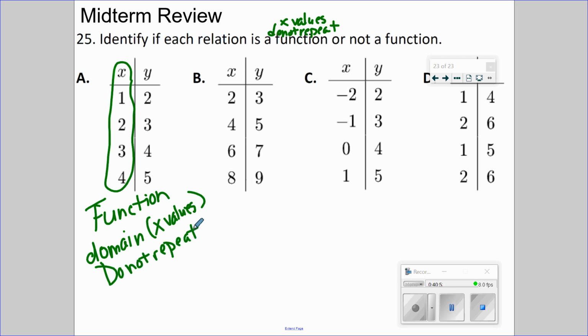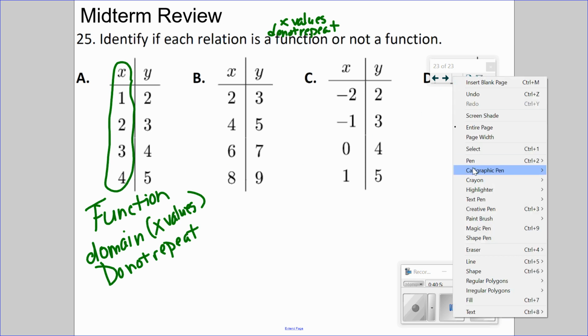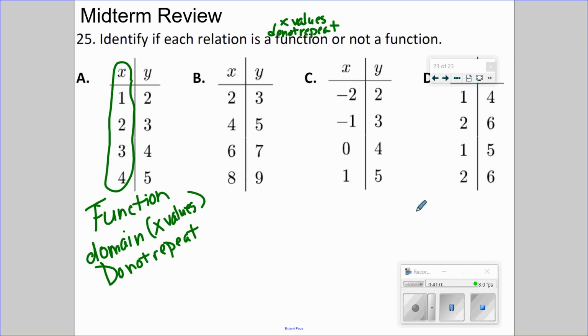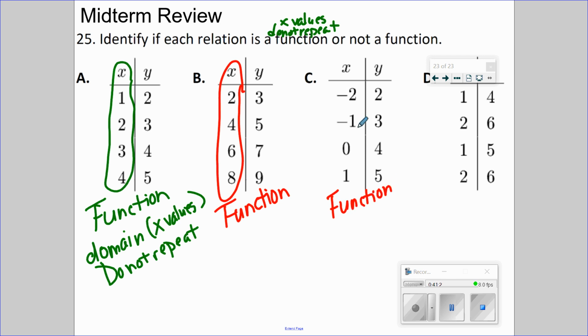Look at the second set. The second set, I have 2, 4, 6, and 8. Again, this is a function because the domain does not repeat all the x values. So I'm just going to circle so you could see function. The next one is also a function. You have -2, -1, 0, 1. This is a function. If you look at the x values. Now, the misconception is students will see -1 and 1 and say, oh, the ones repeat. No, they do not. A -1 is different from a 1.